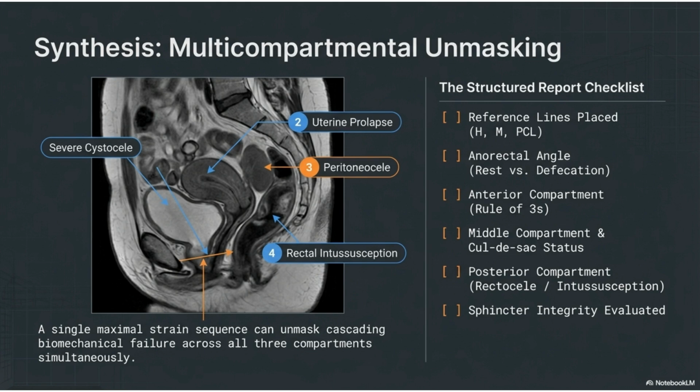The structured report checklist includes placing reference lines, evaluating the anorectal angle, and assessing all 3 compartments for pathologies like cystocele, uterine prolapse, enterocele, and rectal intussusception.